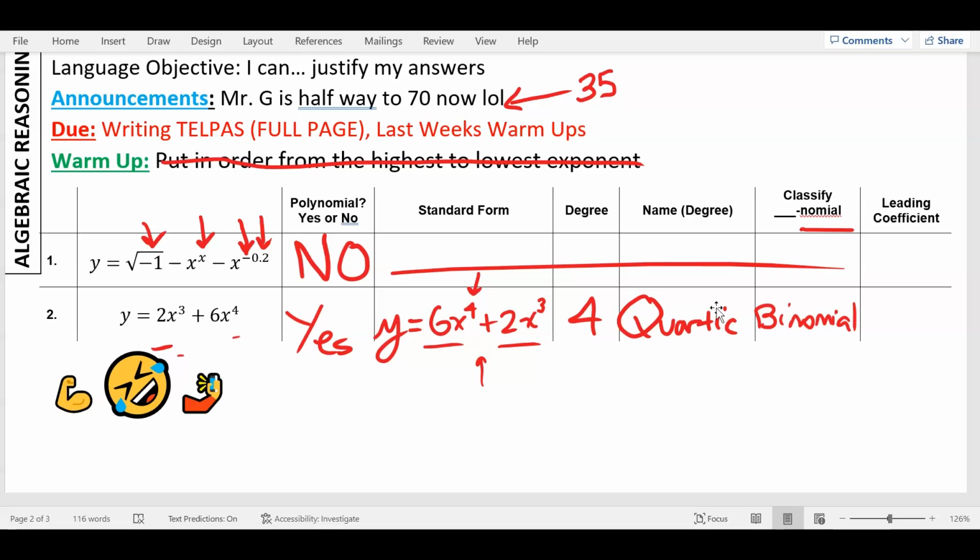Cool. Last but not least, the leading coefficient is not 2. You don't look over here, you got to look right there. And then the leading coefficient is 6.